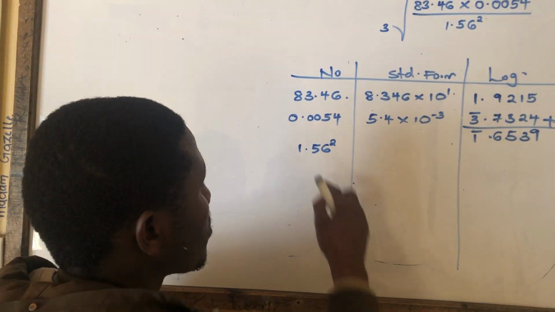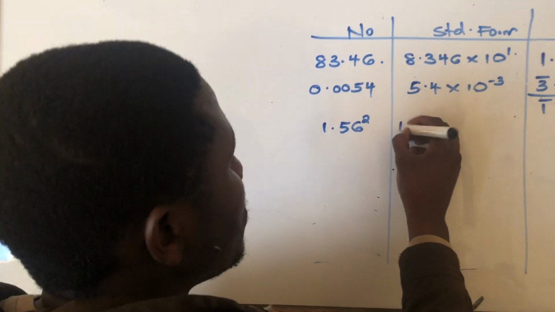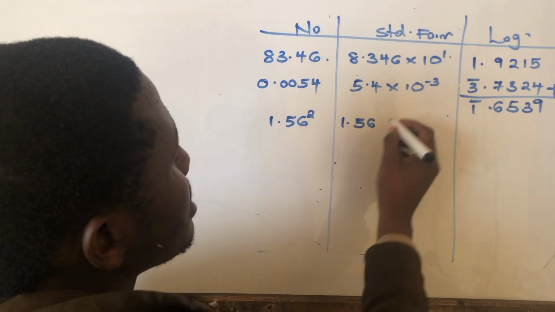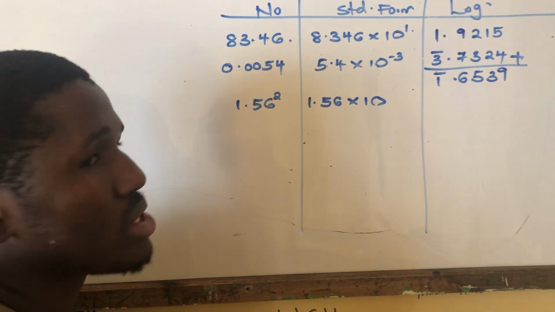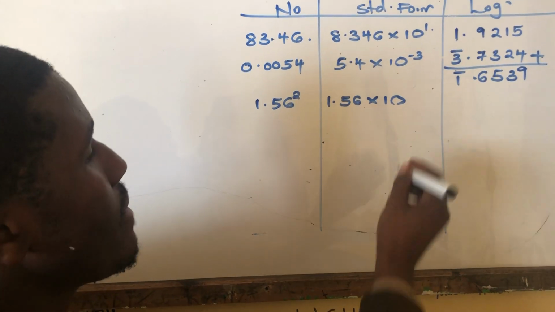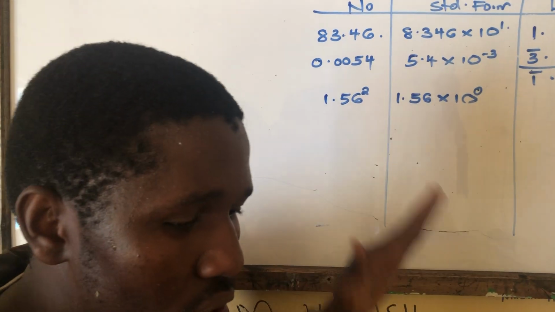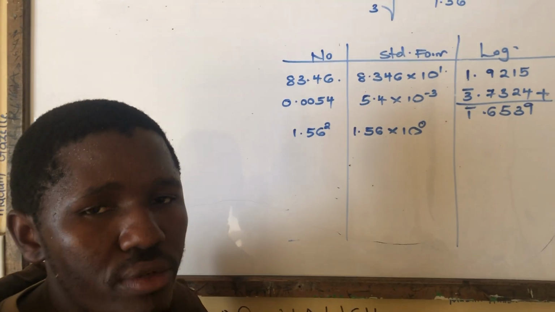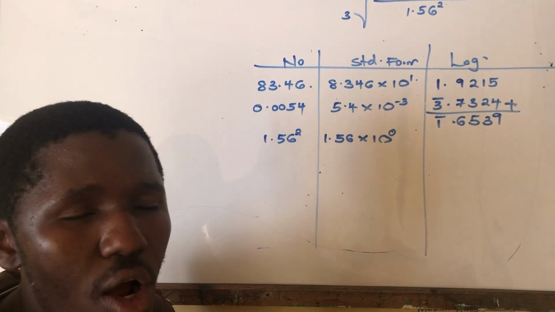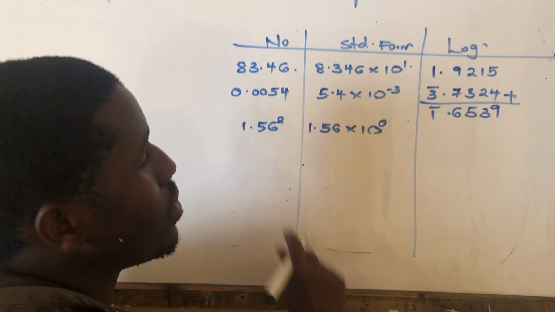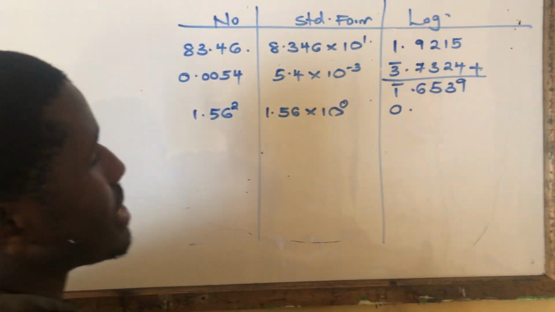Take note. We'll take the number, then express it in standard form. This will be 1.56 times 10. Because the decimal point is moving nowhere, the power becomes 0. Do not worry about the square. Logarithms have a special way of taking care of the squares, the powers and the roots, I mean. Take note of this. The 0 will then become our characteristic.